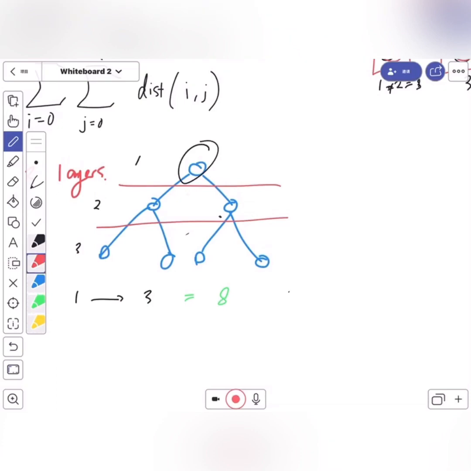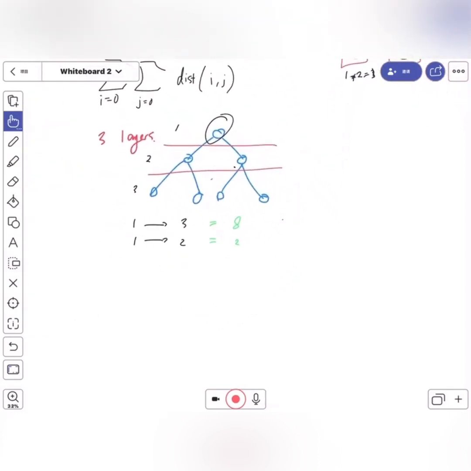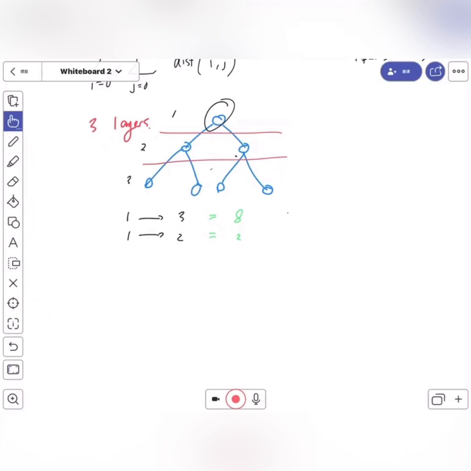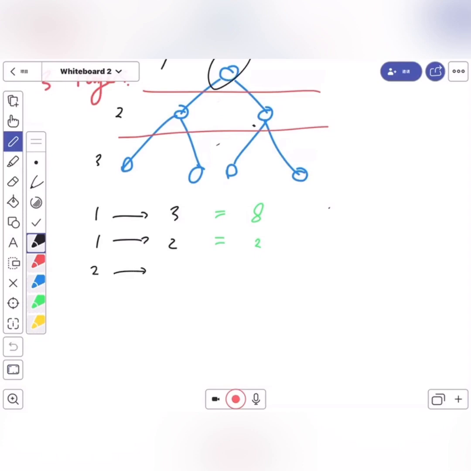And what about from 1 to 2? Well, 1 to 2, we have one for this and 1 for this, so just 2. Now, what about from 2? We can just consider going from 2 to 3.